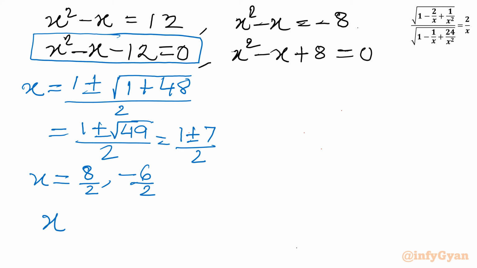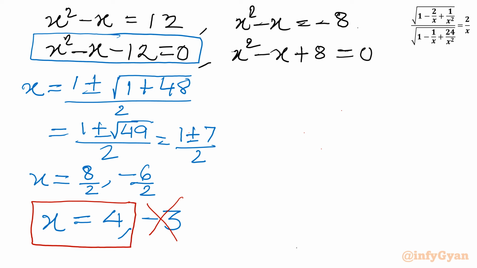So two values are there. x is equal to 4 and x is equal to negative 3. From here we will reject minus 3 because x cannot be negative. So our ultimate solution will be x is equal to 4 from this quadratic equation.